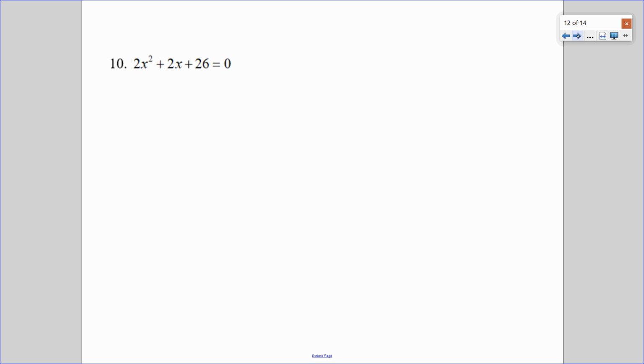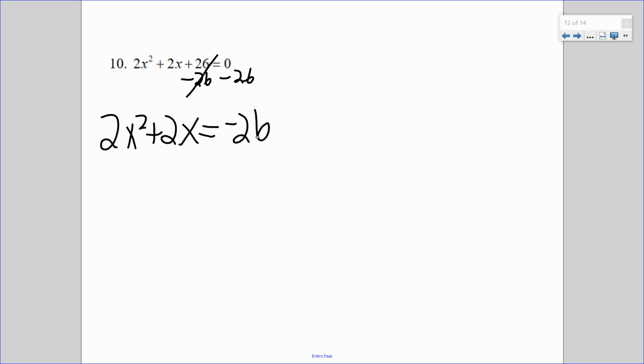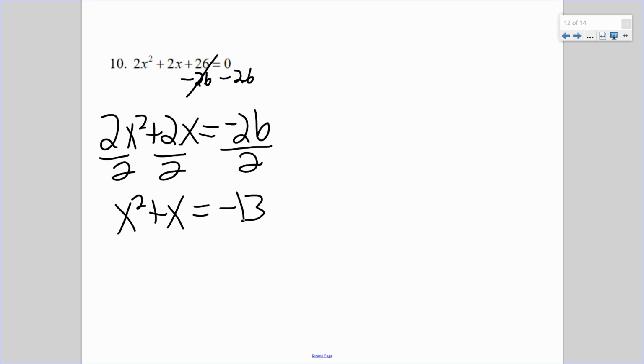So, number 10 gets kind of nasty, so that's what we're going to do. Is this in the proper form right now? No. I need to bring the 26 to the other side. That gives me 2x squared plus 2x equals -26. I can't have anything in front of the x squared, so I need to divide it away, whether it goes in or not. In this one, it does go in, which is great. And now I'm in the proper form, so it's time to complete the square. I'm going to add my blank square to both sides.